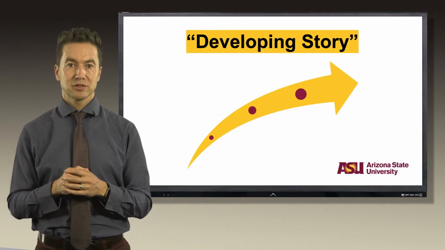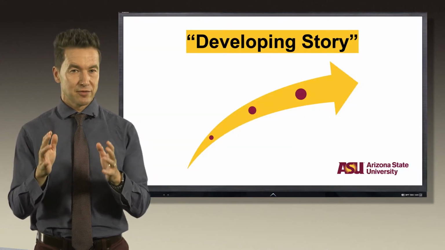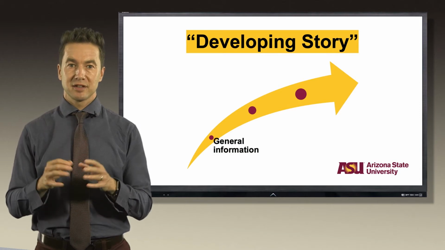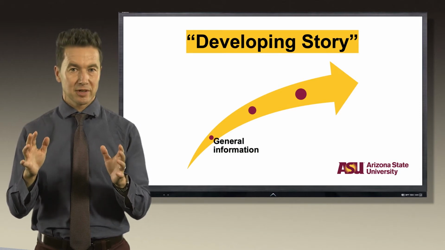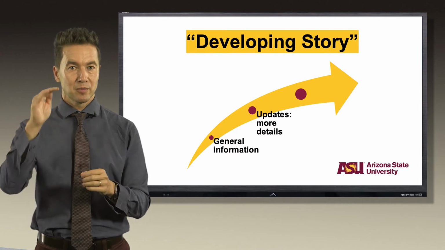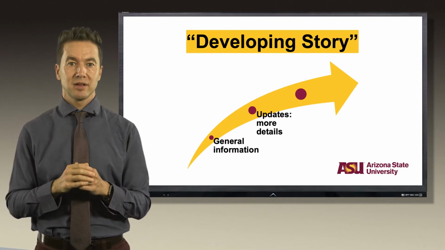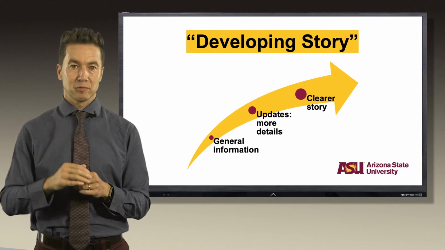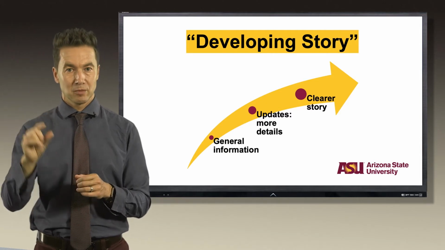These breaking news stories are sometimes called developing stories. They start with vague, general information that develops into a clearer story with each new update. The most recent updates are posted at the top of the story with a time stamp.